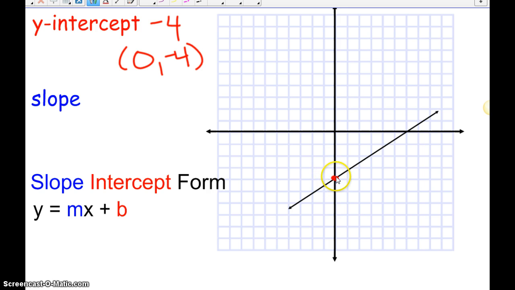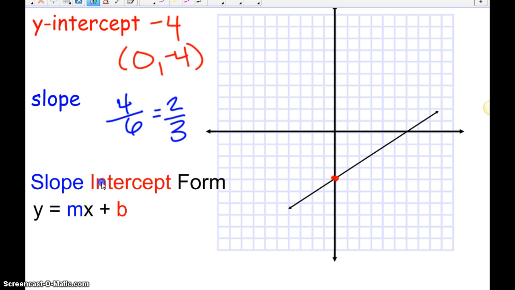Rise over run, y over x. So I see a nice point here. I see a perfect point here. So I'm going to go, my rise over run is 1, 2, 3, 4. And my run is to the right, so it stays positive. 1, 2, 3, 4, 5, 6. But do I leave it that way? Nope. So 2/3 is my slope.